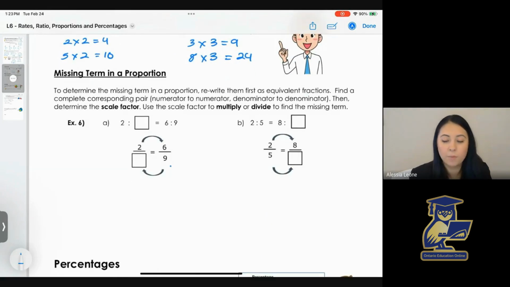Down here, it talks about missing a term in a proportion. So if you're given something like this, it's asking you to find the missing term. Let's read this. To determine the missing term in a proportion, rewrite them first as equivalent fractions. Find a complete corresponding pair, a numerator to numerator, denominator to denominator. Then determine the scale factor. Use the scale factor to multiply or divide the missing term. So that's lots of words. Let's break it down with our numbers.